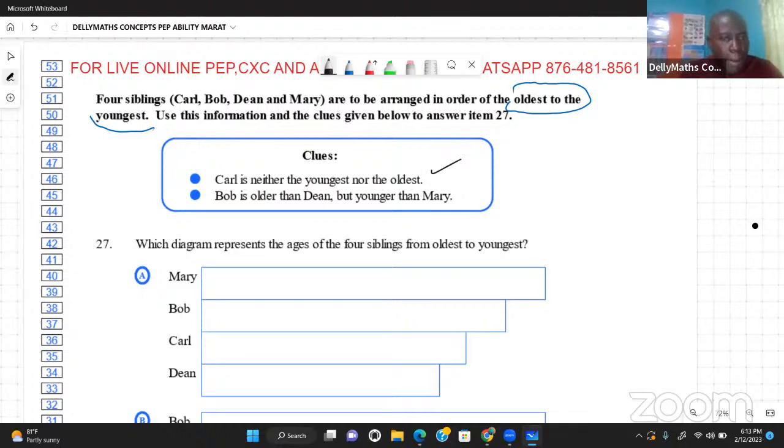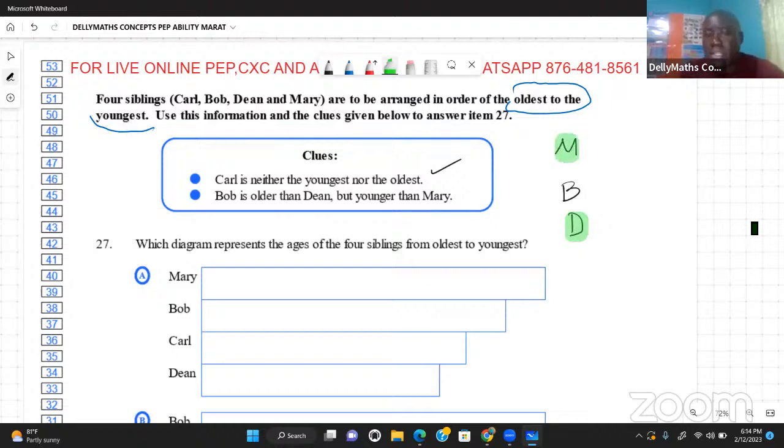Another clue says Bob is older than Dean, but younger than Mary. Now let's look at these 3. Bob is older than Dean, but Bob is also younger than Mary. In other words, Dean is at the back right now, right? Right now, Dean is at the back and Mary is somewhere at the top, right?